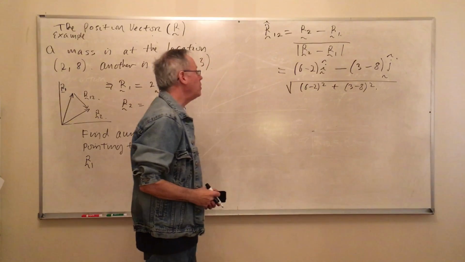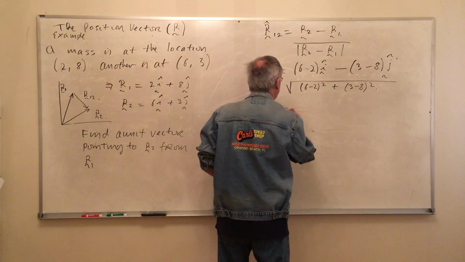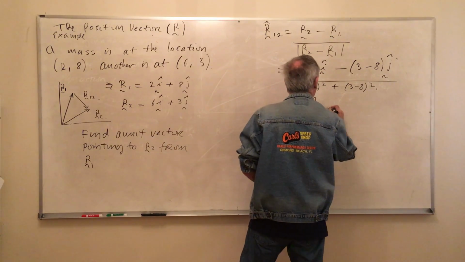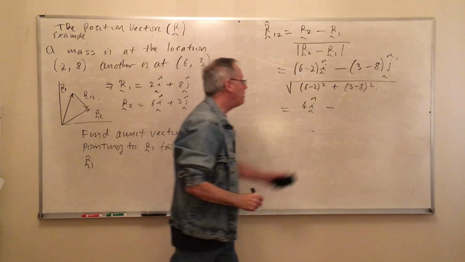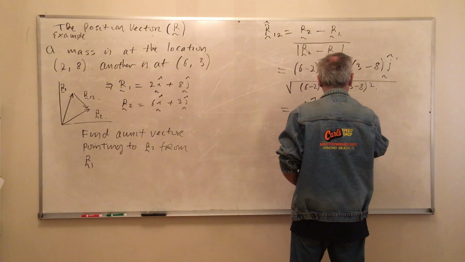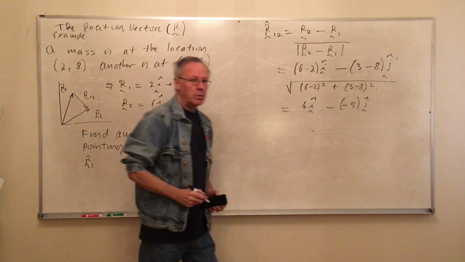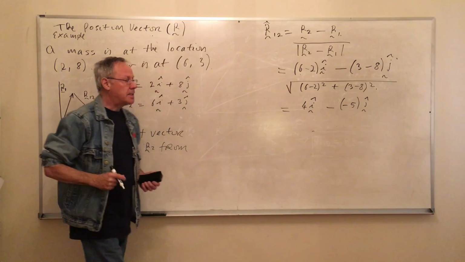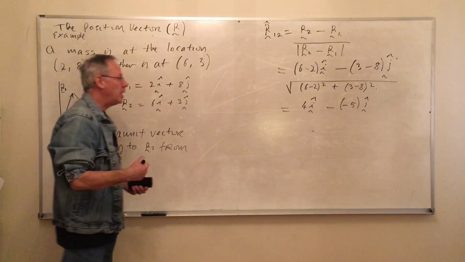Well, to find the magnitude, we just square the components. 6 minus 2 is 4i. 3 minus 8 is negative 5. Now we do every step. You don't let your head carry things like this. Big thing in mathematics and physics: let your hands do the calculating. Then you get through it without making mistakes.